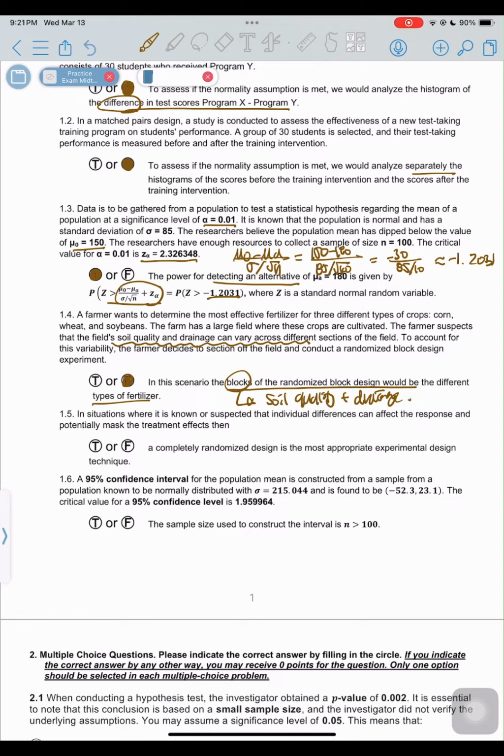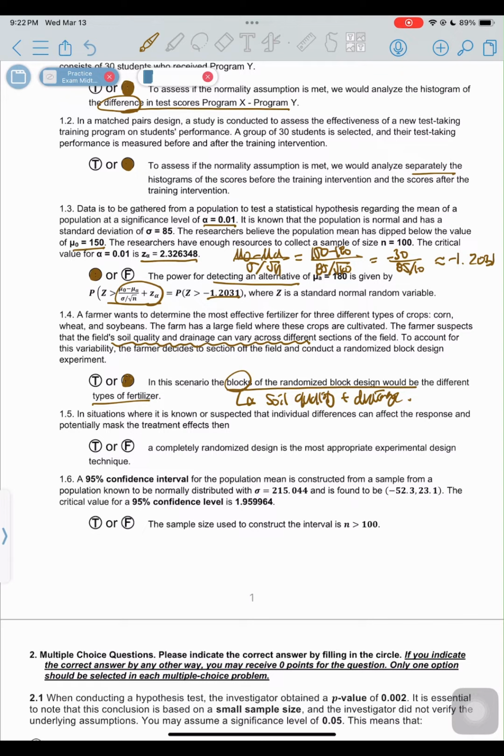Okay, 1.5. In situations where it is known or suspected that individual differences can affect the response and potentially mask the treatment effects, then a completely randomized design is the most appropriate experimental design technique. So for this question, evaluate whether the completely randomized design would be the most appropriate one. Since it is known or suspected that individual differences can affect the response and potentially mask the treatment effect, a completely randomized design might not be the most appropriate experimental design.